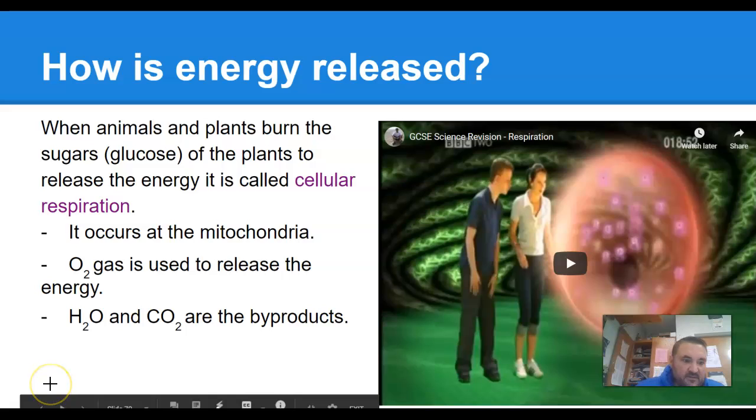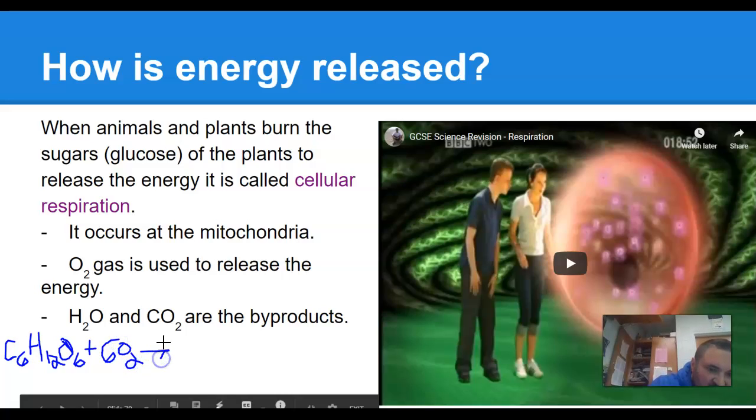The equation looks like this. It takes glucose, C6H12O6 plus 6 oxygen molecules. That's going to yield 6 carbon dioxide plus 6 waters plus ATP, which is how our cells get energy.